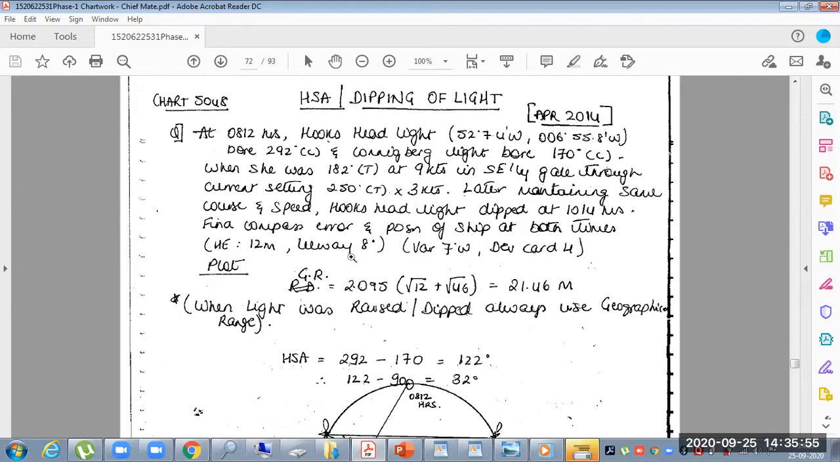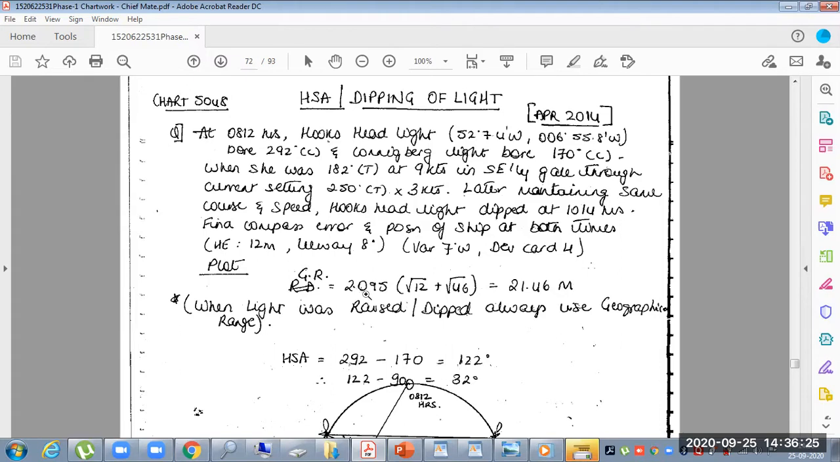Height of eye is 12, leeway is 8 degrees, variation is 7 degrees west as per the aviation card 4. So we plot the geographical range. Whenever there is rising and dipping of light, we always use the geographical range. For safety, we compare with the luminous range, but we always use the geographical range, because you can see in the video of geographical range and luminous range.